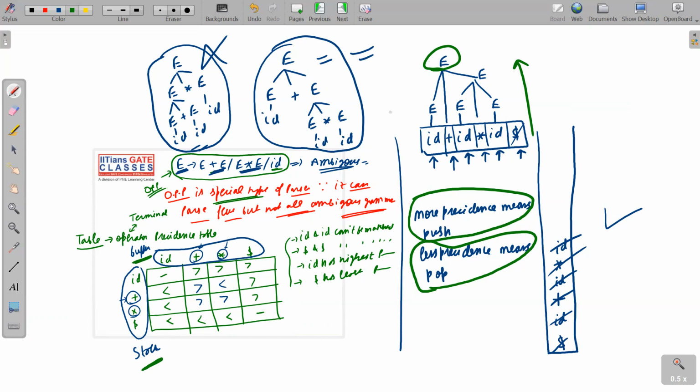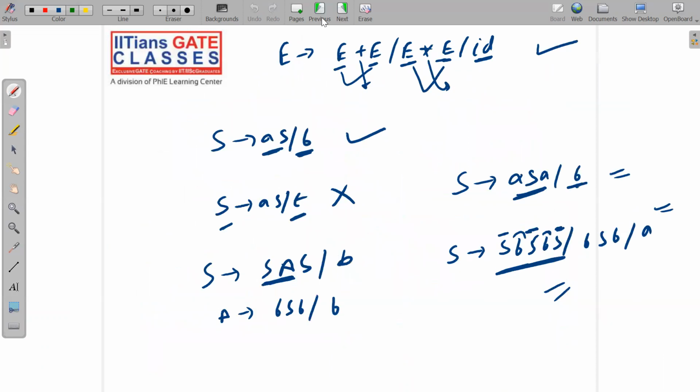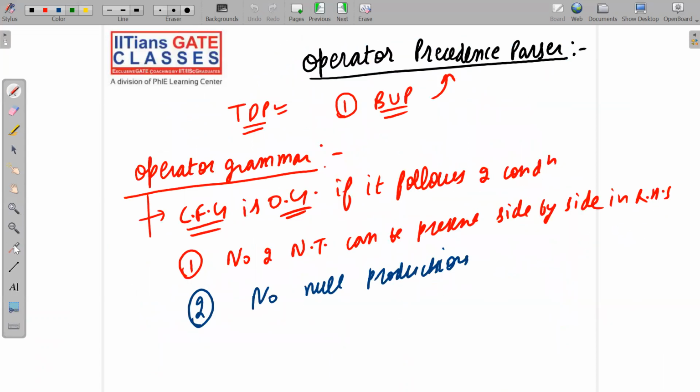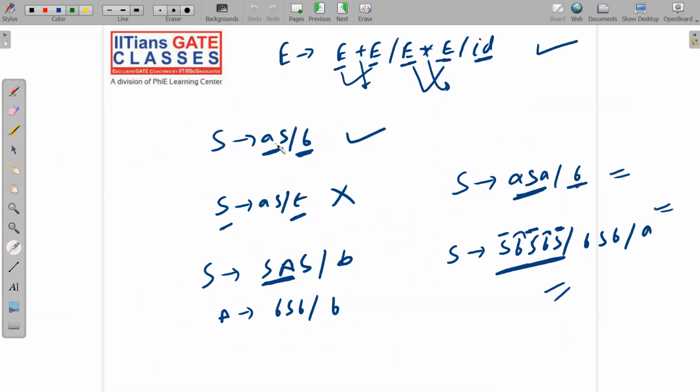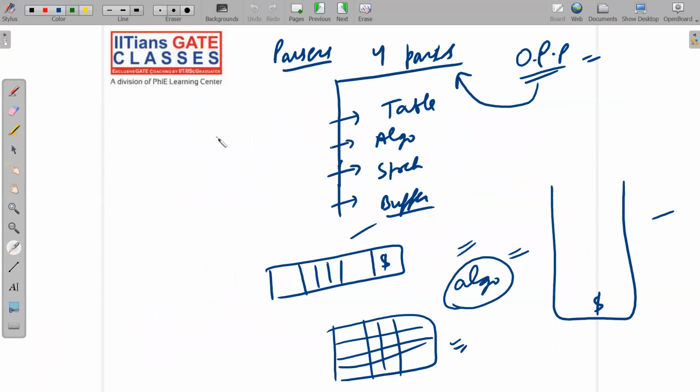Okay, so anyhow, the important question for this parser is: what exactly is operator grammar? This type of question has been asked in the GATE exam many times. What are the operator grammar rules? I have given you the two rules which we have to remember. This kind of question has been asked many times in GATE: which of the following is operator grammar, and so on? You have got more crystal clarity now.